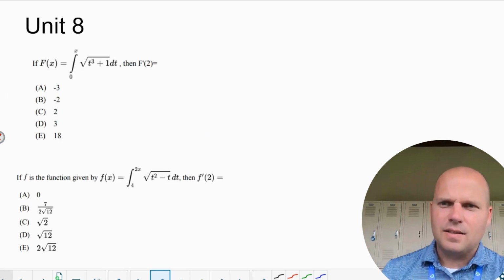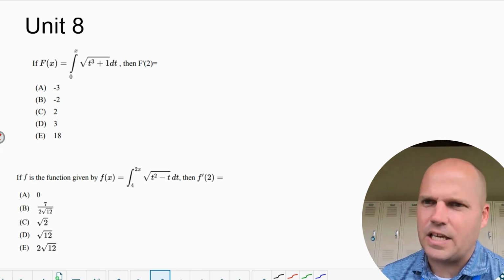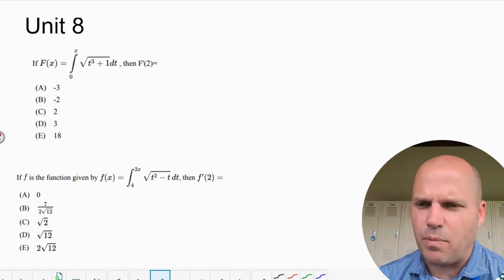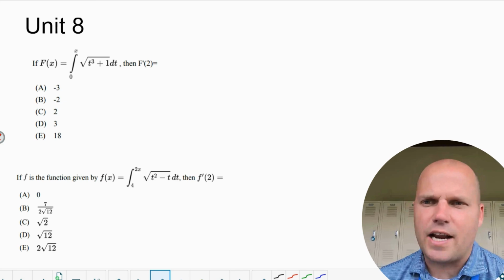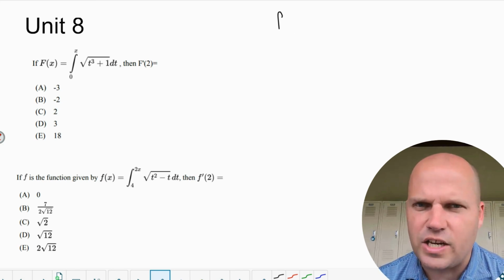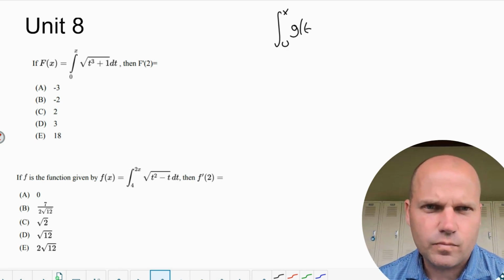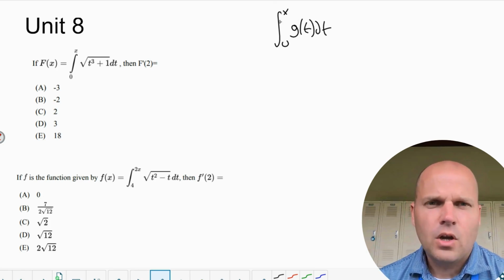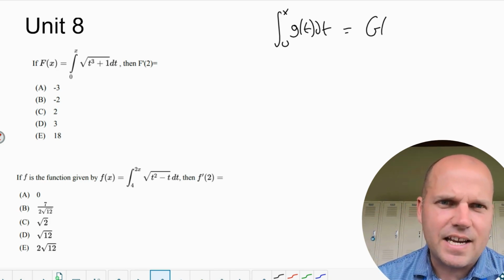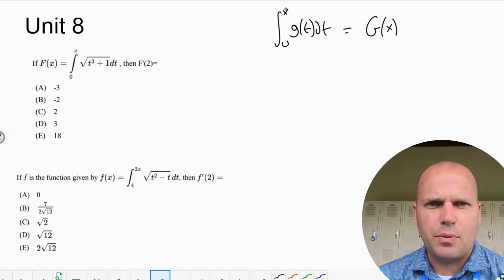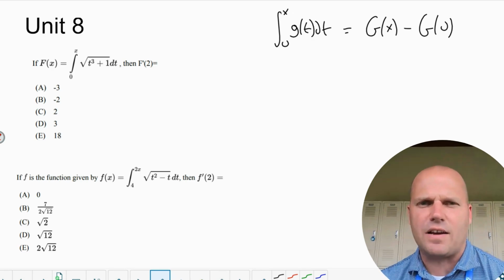Great. Unit 8. These questions, so many students get wrong. They're so easy to get right. Here's a function. What is f prime of 2? A lot of students try to do a lot of crazy things, but we need to understand. What if we talked about just, say, g? Cool. What is the equivalent form of this? Well, we would take the antiderivative of g and plug in x, and we take the antiderivative of g and plug in 0. That's the fundamental theorem of calculus.